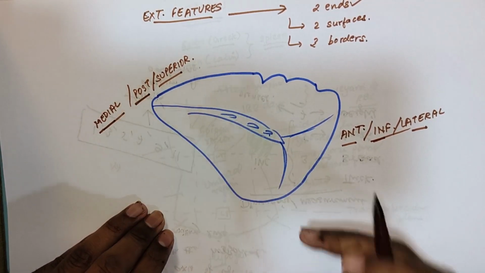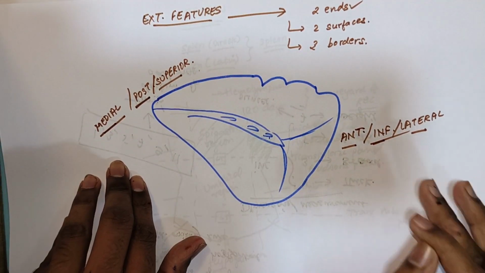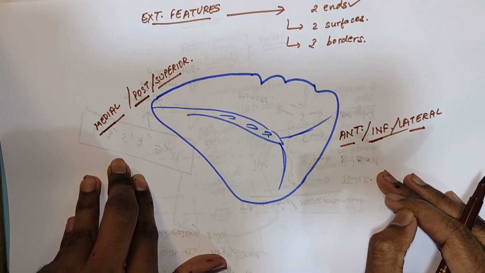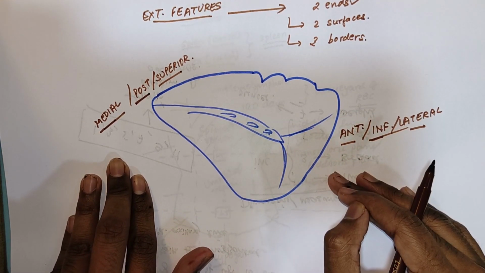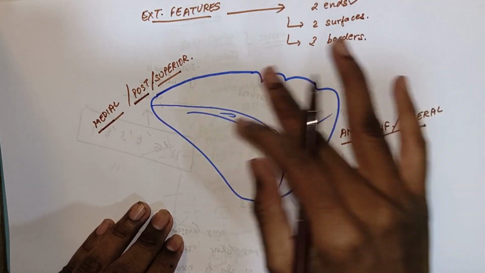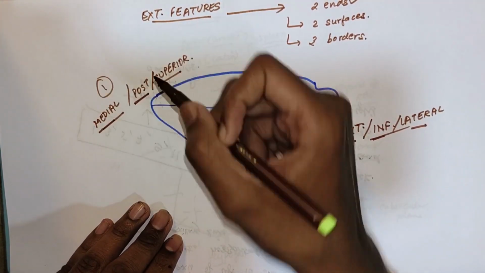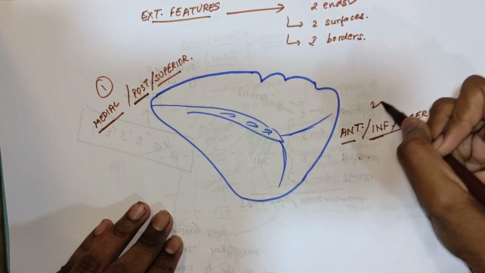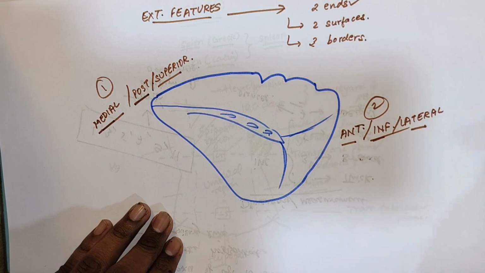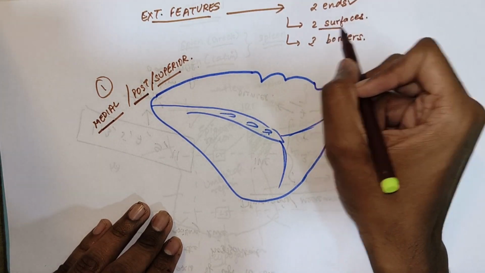You will be able to appreciate all this in a cadaver. So whenever you attend your dissection classes, which you should never miss, make sure you understand the anatomy of spleen very well. Now we have seen the ends, the first end being the posterior, superior or medial end, second end being the anterior, inferior or lateral end. So ends are done. Now talking about surfaces.